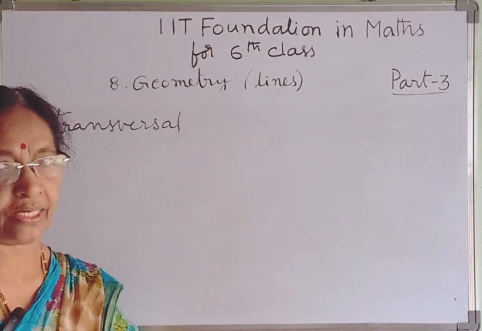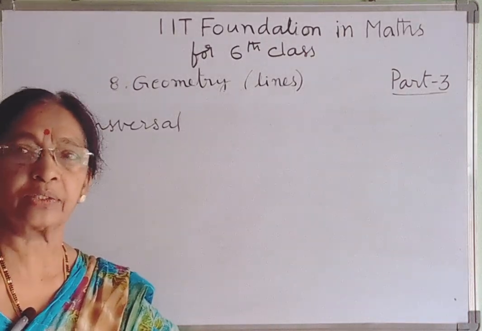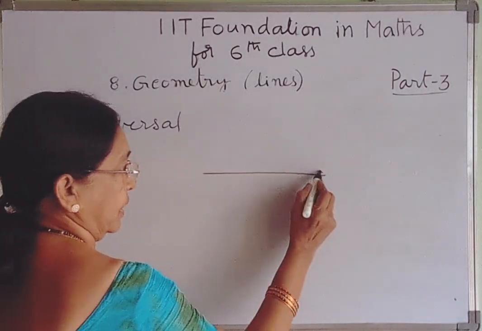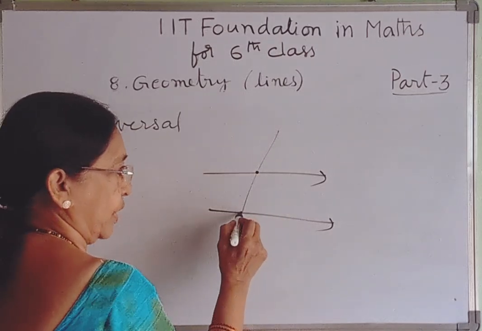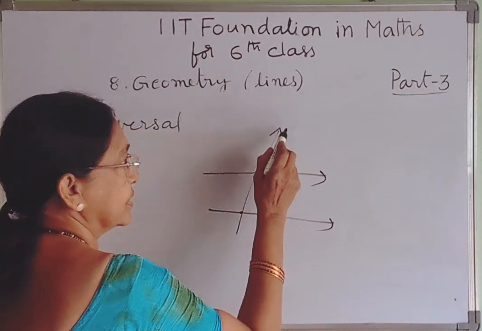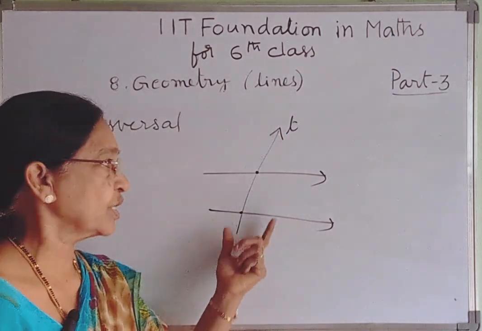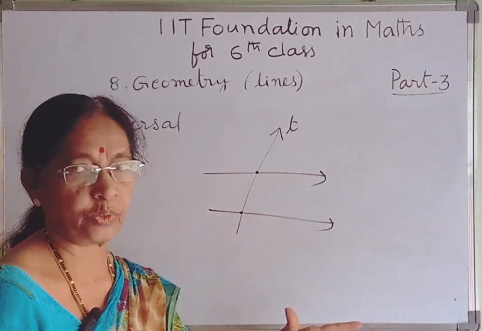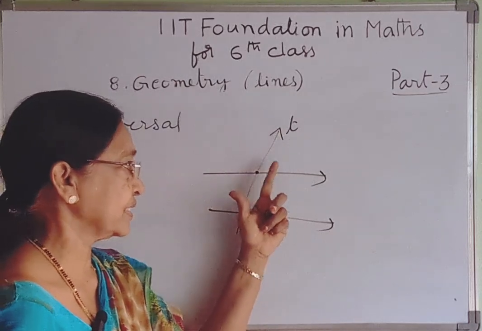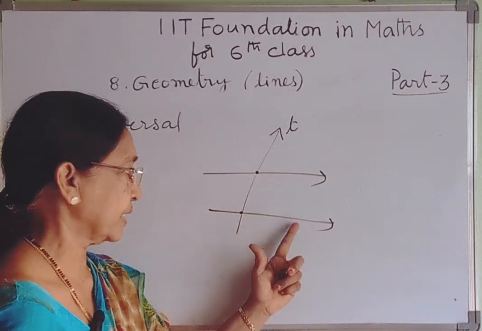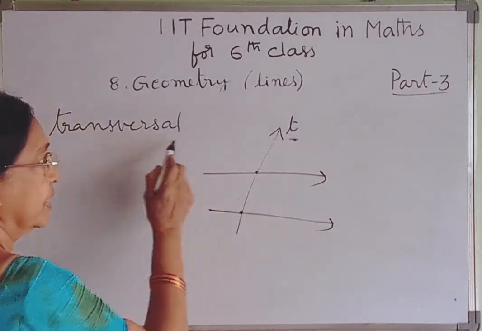Next, transversal. A transversal is a line which intersects two different lines at two different points. Two lines, and another line intersecting the two lines at two distinct points, is called the transversal. The two lines may not be parallel to each other. This line is intersecting this line at this point and intersecting this line at this point. These are different, distinct points. Such a line is called the transversal.